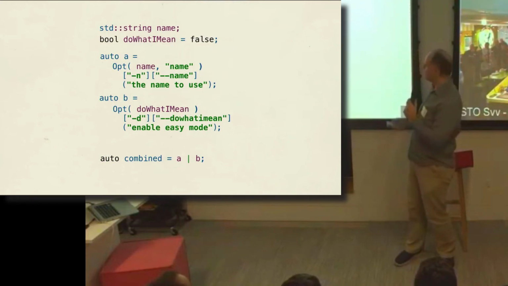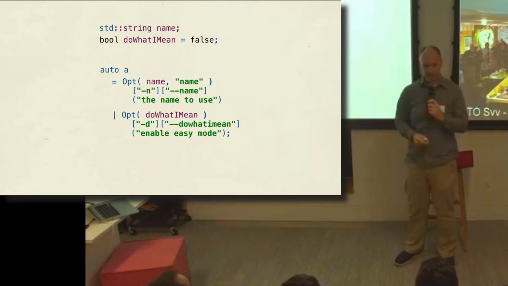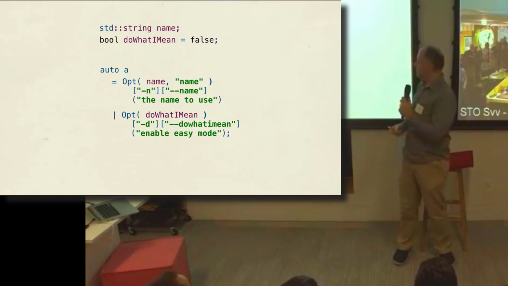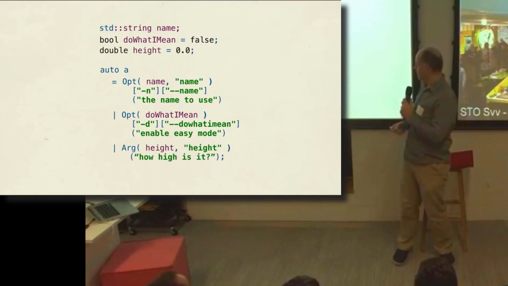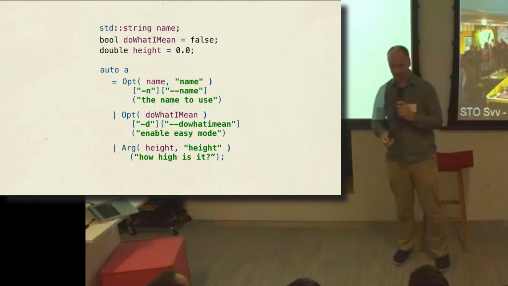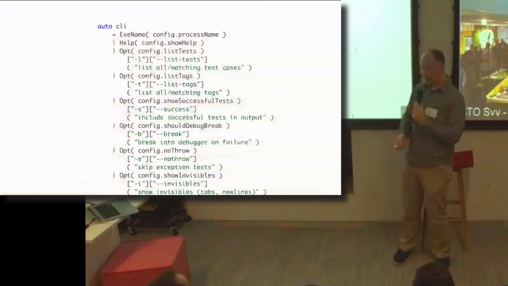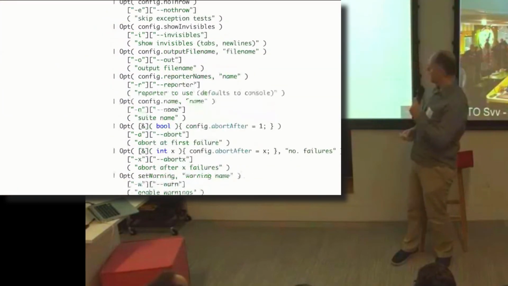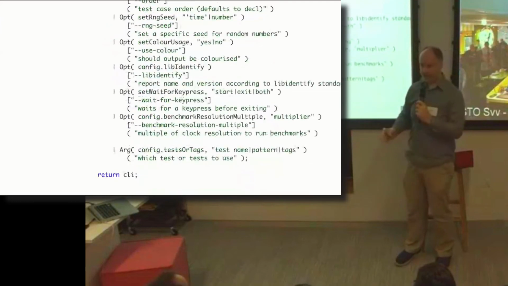As a consequence, first of all, you don't actually need these intermediate variables. Of course, you can just compose them all in one go, so you only ever get the composite parser. You can add additional ones. So as well as ops, you've got args for positional arguments. And that's how Catch itself defines its command line now. That's the complete set. Hope you got all that.